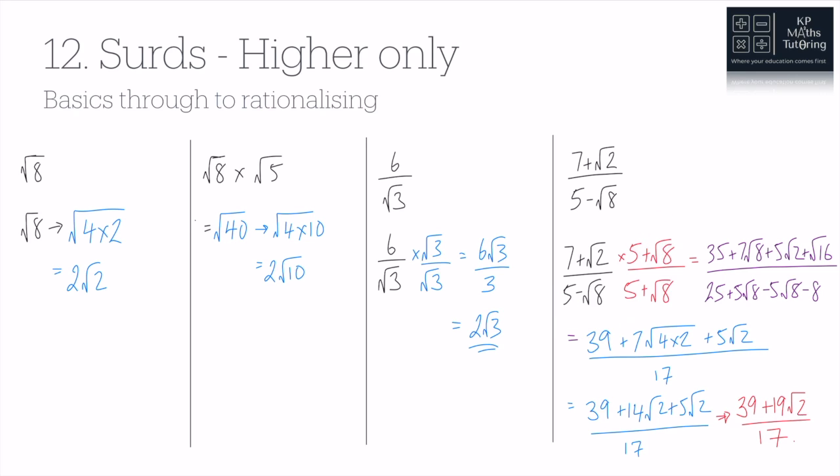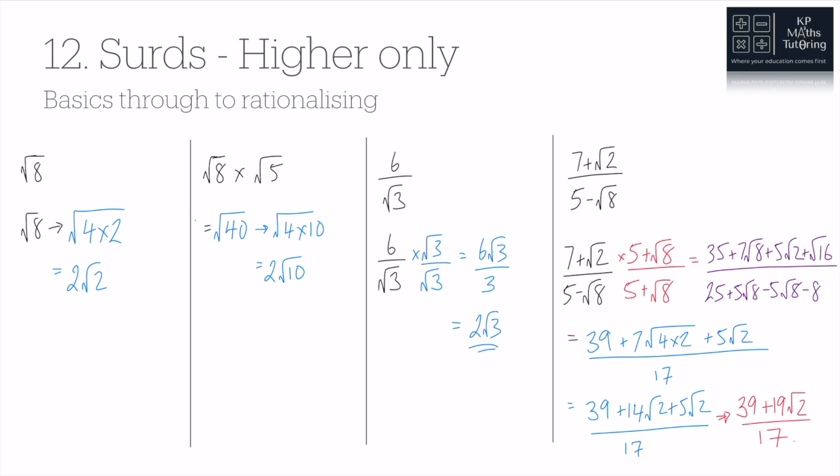Same at the bottom, 5 times 5, 25. 5 times root 8 is plus 5 root 8. 5 times minus root 8 is minus 5 root 8. And then minus root 8 times positive root 8 is actually just a negative 8 because it's root 64 and then becomes minus 8. Tidy up and collect your like terms. Root 16 becomes 4, so 35 plus 4 becomes 39.